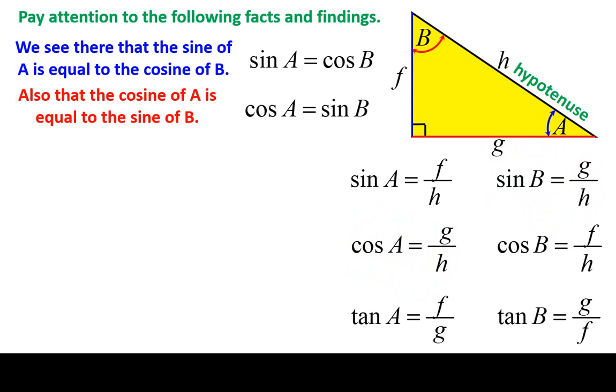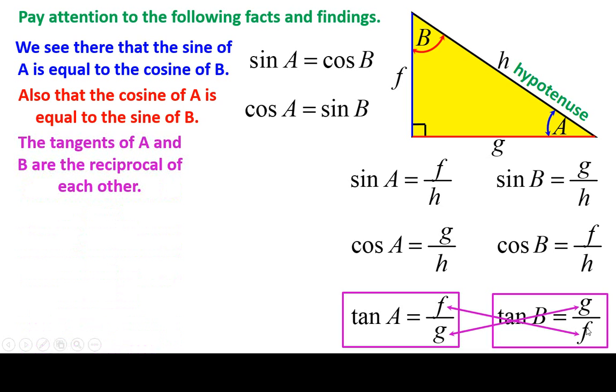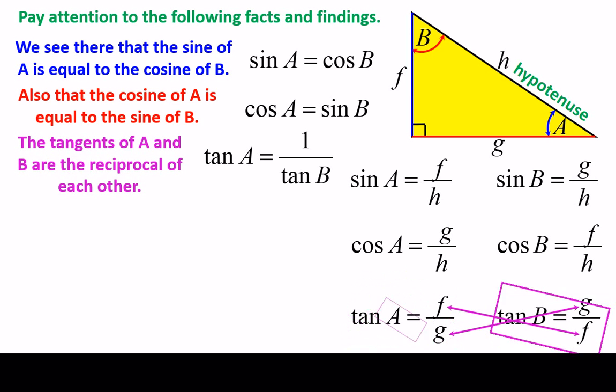Now, only for the tangent. What do we notice? That the tangent of A is F over G. The tangent of B is G over F. The tangents of A and B are the reciprocal of each other. Therefore, the tangent of A is equal to 1 over the tangent of B, or the other way around. The tangent of B is equal to 1 over the tangent of A. They are reciprocals of each other.